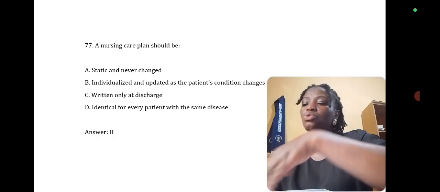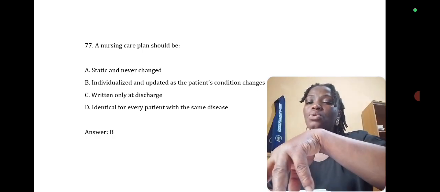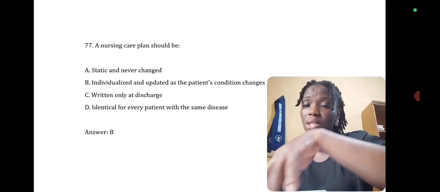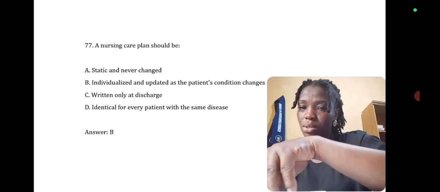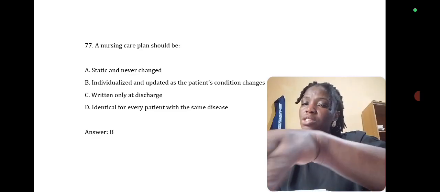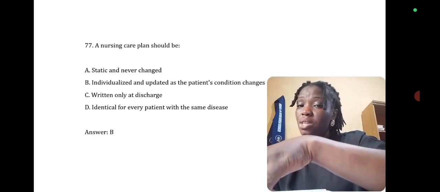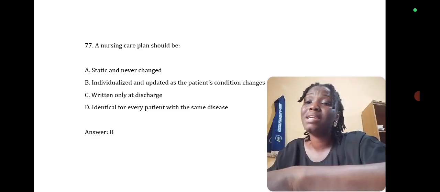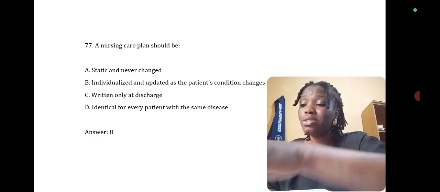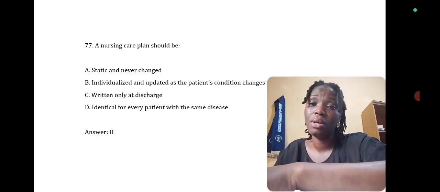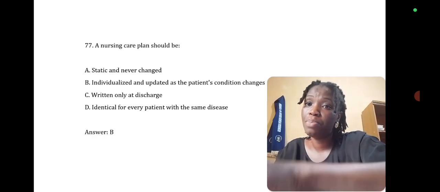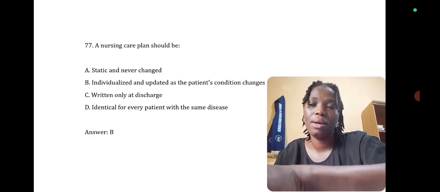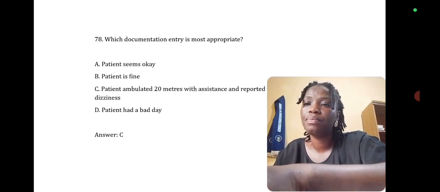You now redo your diagnosis again. By assessing the patient again, you now do a new diagnosis that you will now use for the new or fresh care plan. You must update this patient's condition. If you don't update it and then you hand it over to the next nurse, the next nurse may think that this patient is still in pain. Meanwhile, the patient is no longer in pain. So you must update your patient's changes on their nursing care plan.